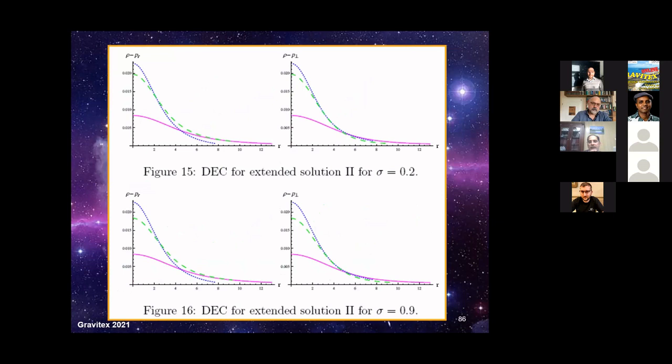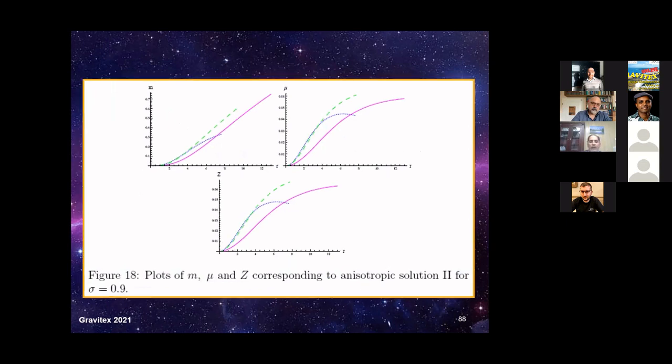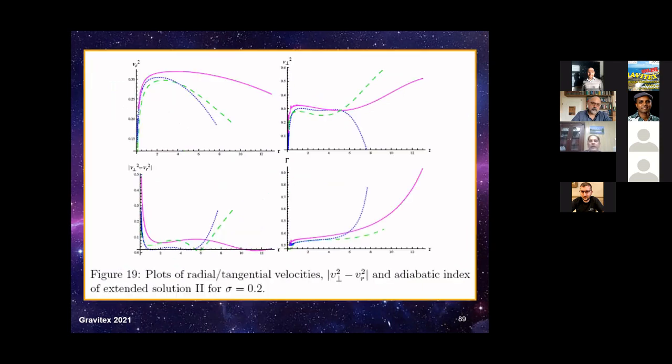And these graphs indicate the behavior of energy conditions, which are satisfied. So it means this solution is also viable. And these are the graphs of the compactness parameter and redshift parameter, which lie within the limits, again for the 2 coupling parameters, 0.2 and 0.9.